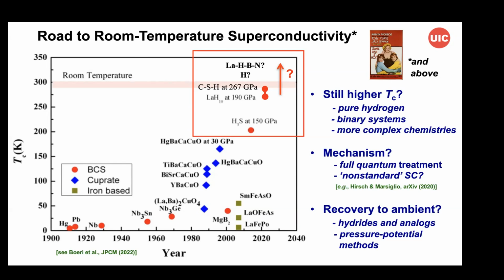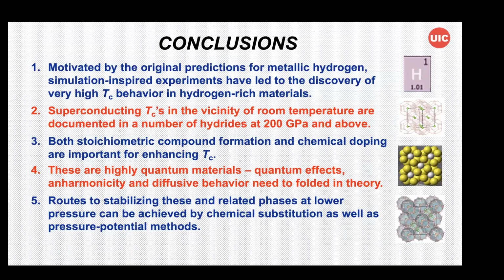The mechanism, and I've been arguing that one needs a full quantum treatment, and this may be relevant to some of the questions in the literature about the nature of these conventional superconductors, and perhaps we need a new language to describe them. And I rather like the approach of calling these non-standard superconductors, superconductors nonetheless, but perhaps of a different flavor because we're in a completely different regime of temperature and we have a highly quantum and anharmonic system. And I made some comments about recovery to ambient. And then in words, here's just a summary of my overall conclusions.